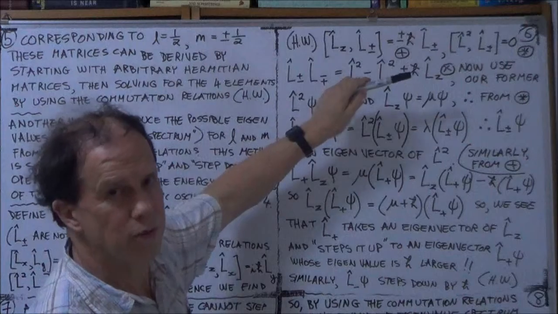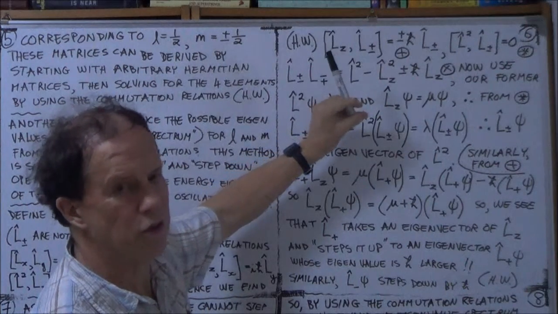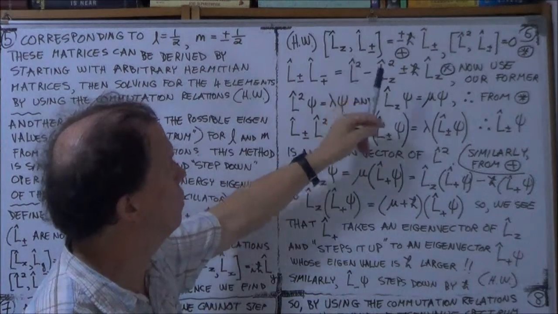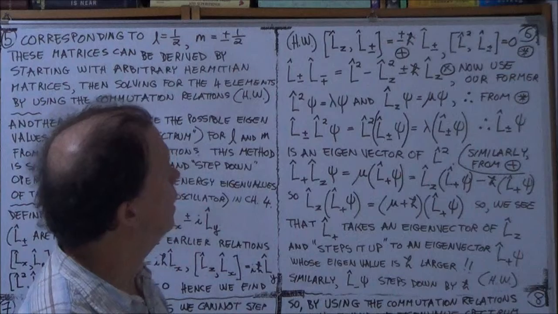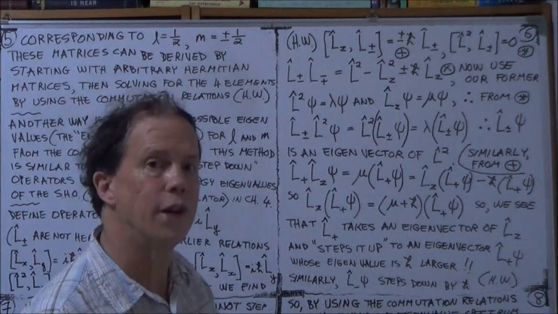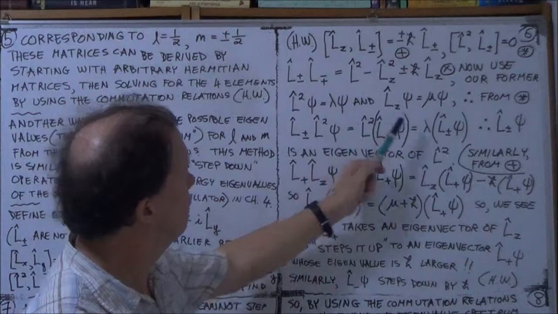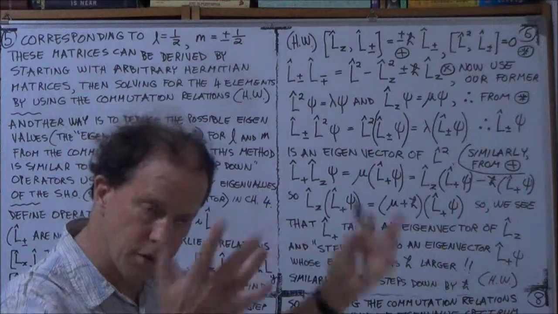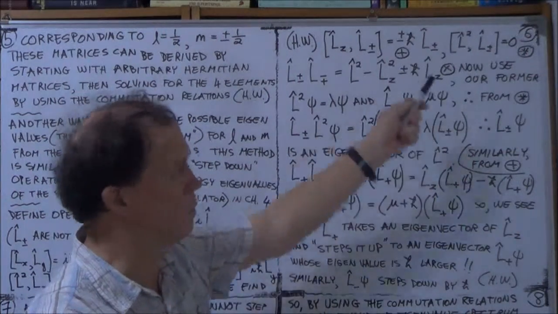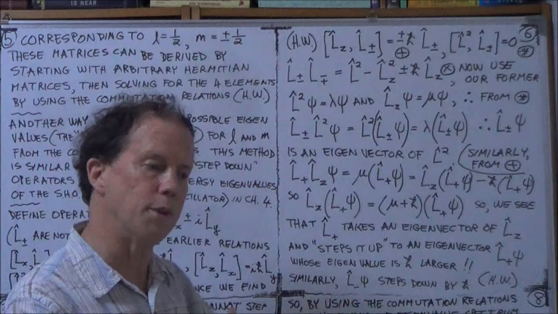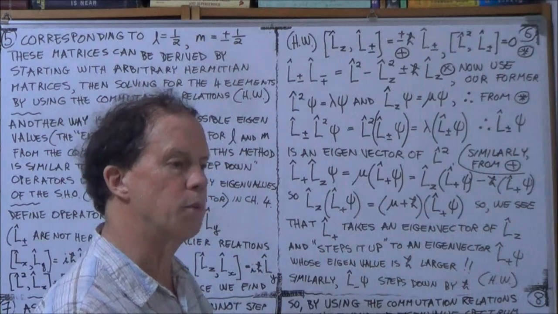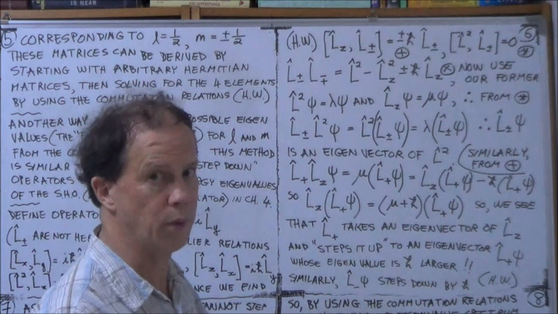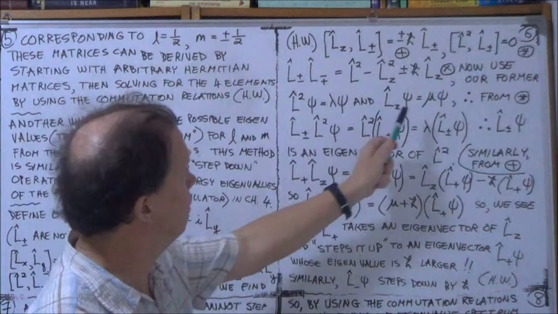Now, let's not lose the wood for the trees. You're not standing too close to the details that you lose sight of the bigger picture. What are we trying to do? We're using this algebra to find the eigenvalue spectrum. In other words, using this up-down algebra, step-up, step-down algebra, we try to find all possible values for the eigenvalues, for lambda and for mu.